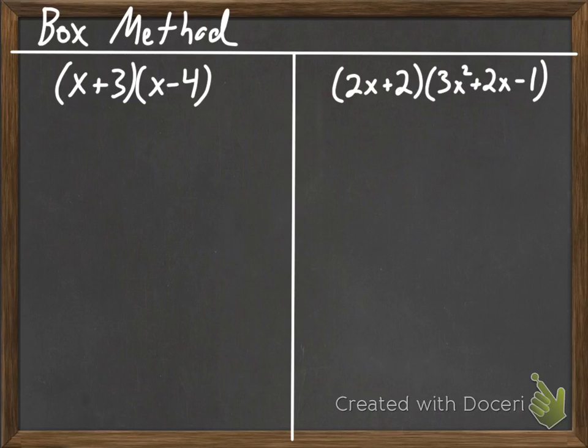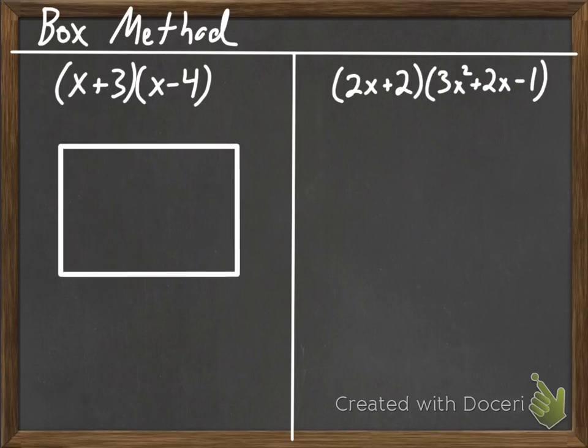Alright, now we're going to talk about the box method. This is the one that I actually prefer myself as opposed to the distributive one, but it's your choice. So, the box method, we are going to draw a box. And then with our box, we're going to look. So I have 2 terms here and I have 2 terms here. So that means I need 2 columns and 2 rows.